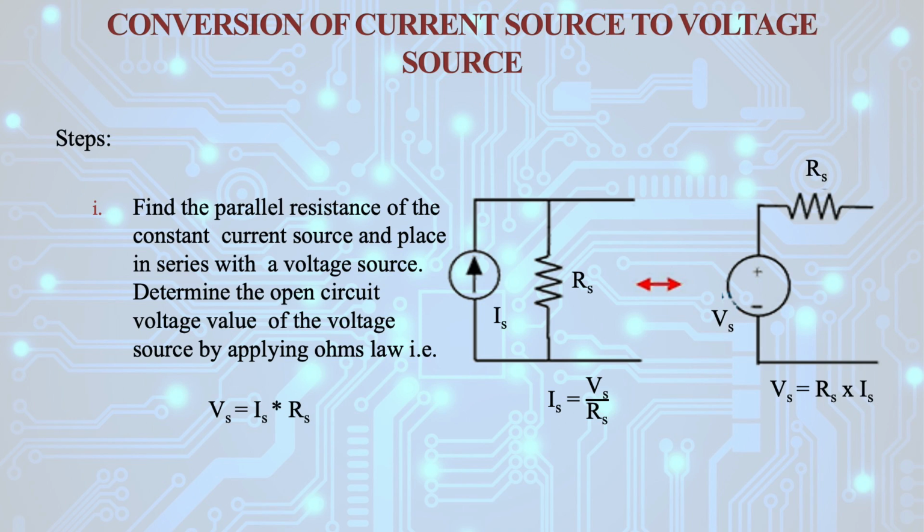Now how to convert current source into voltage source? First of all, find the parallel resistance of the constant current source and place it in series with the voltage source. Determine the open circuit voltage value of the voltage source by applying Ohm's law, and as per Ohm's law you can write voltage equal to Is into Rs. Here you can see in the figure how the current source is converted into voltage source.